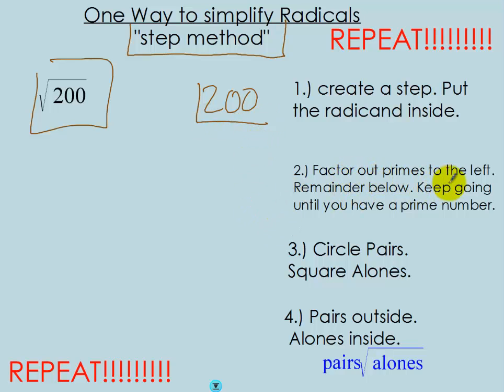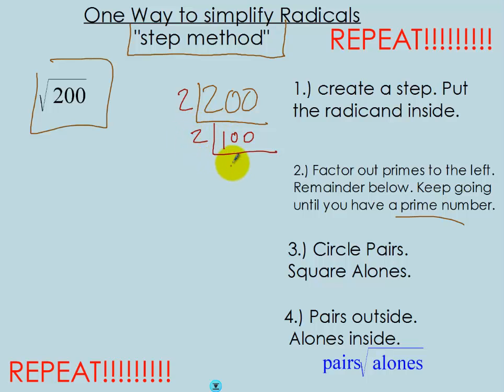Second, factor out the primes to the left and the remainder below. Keep going until you have a prime number. So that means it's 200. What prime number can I factor out? Well, 2, because it's even. So you go 200 divided by 2 is going to be 100. And then I create another step because 100 is not prime. And I keep going until I have a prime number.